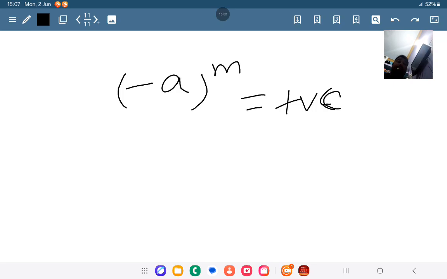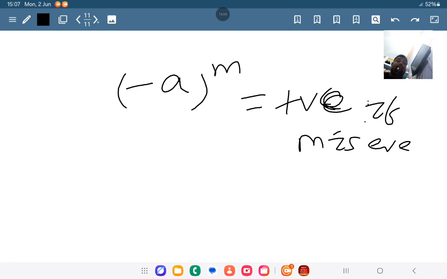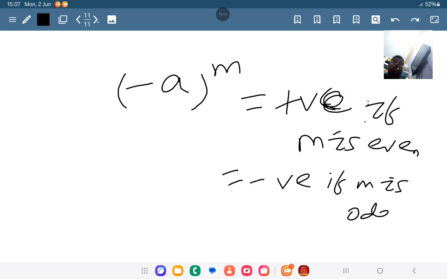One more thing: minus a, whole to the power m, its value will be positive if m is even, and the value will be negative if m is odd. Minus a means it's a negative number, and it has a power, so we'll definitely get a value, but whether the value is positive or negative depends on the power.